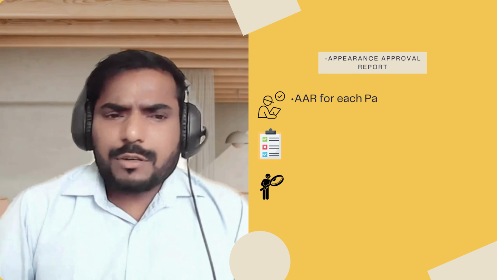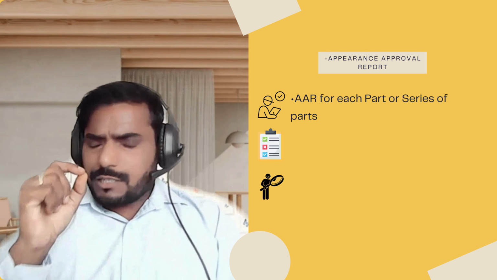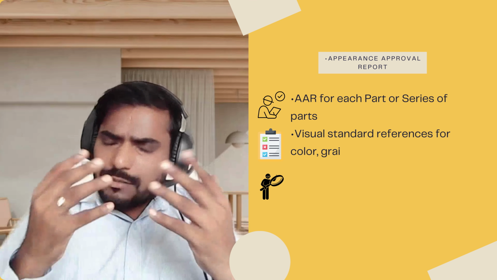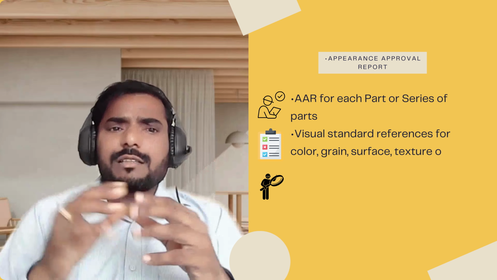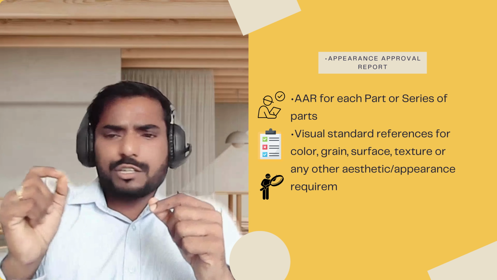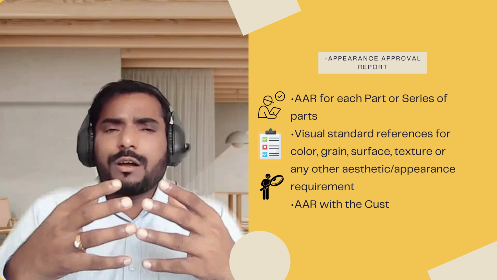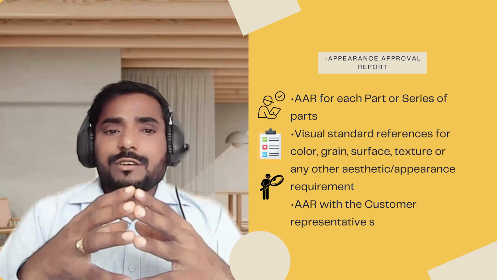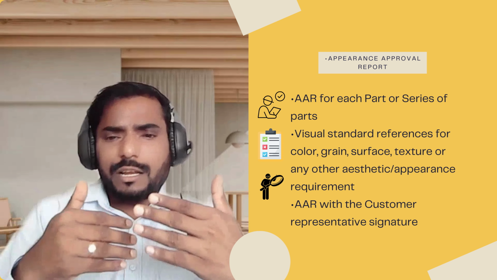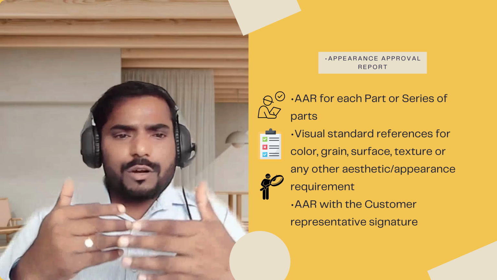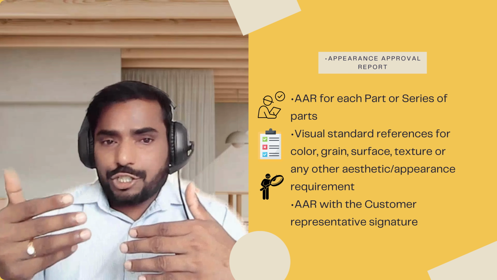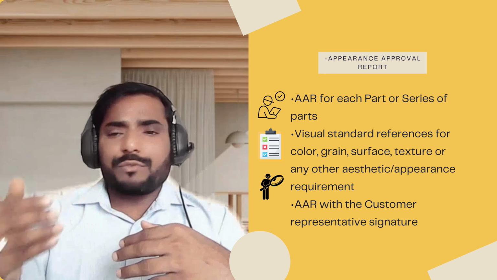Now we'll talk about the appearance approval report. This appearance approval report is required for each part or the series of components. So basically, if there is an aesthetic requirement or a visual requirement, then this AAR would be applicable. For this particular sample, customer signature would be required, right? Then they will be referring to this as a master, right, to refer to the regular production. So basically, this is applicable for any visual or aesthetic requirements, like color, grain, surface, it can be texture, right? So these appearance requirements will be a part of AAR.